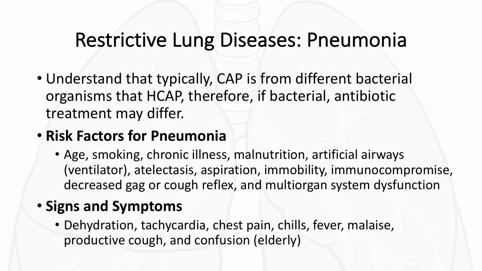So risk factors for pneumonia include age, smoking, chronic illness, malnutrition, artificial airways such as the ventilator, atelectasis, aspiration, immobility, immunocompromised patients, a decreased gag reflex or cough reflex, and multi-organ system dysfunction. Some of the signs and symptoms of pneumonia include dehydration, tachycardia, chest pain, chills, fever, malaise, productive cough, and confusion, which often presents in the elderly.